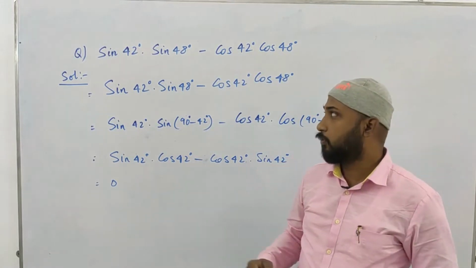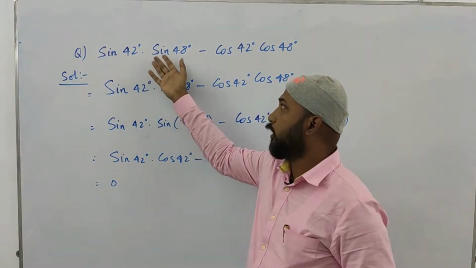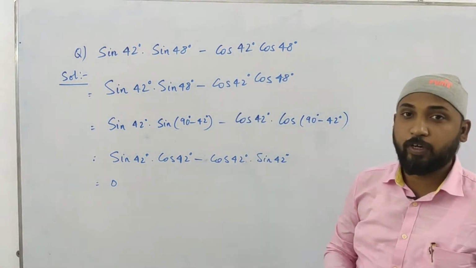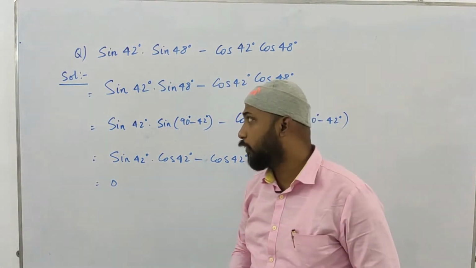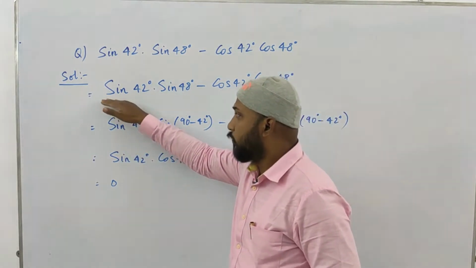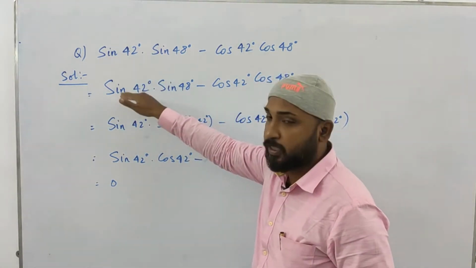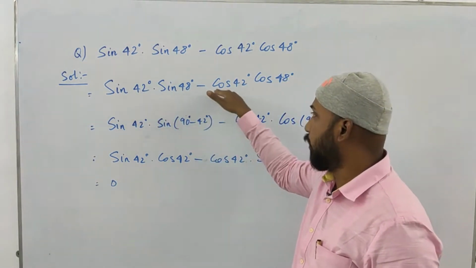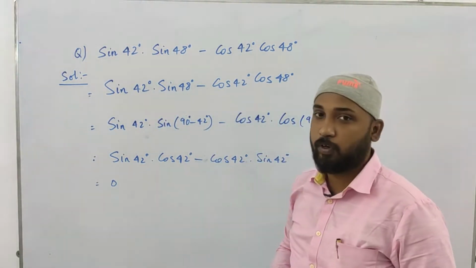So what we have in this question is sine 42 into sine 48 minus cos 42 into cos 48. We need to evaluate its value. And how will we do that? I have just written down whatever is there in the question: sine 42 into sine 48 minus cos 42 into cos 48.